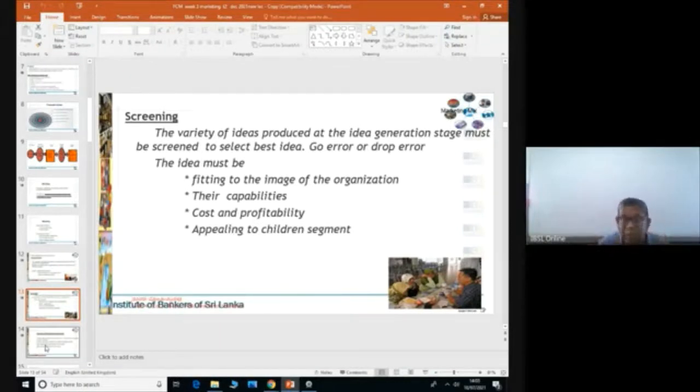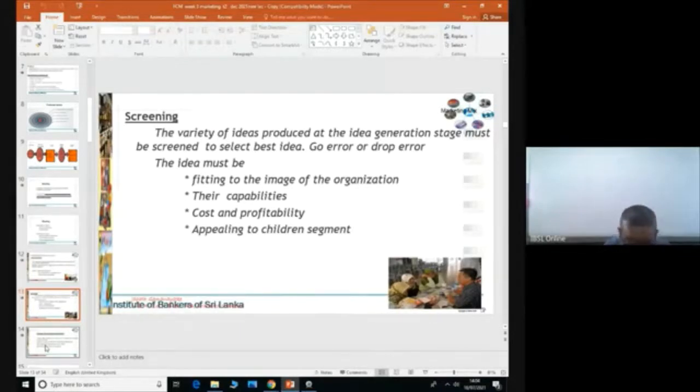The ideas must be fitting to the image of the organization. Now I will give you an example. These are two classic examples. If you work with commercial banks and come up with a children's savings account, usually the commercial bank never gives gifts to the children associated with the account, while most other banks offer them. That is the policy of the organization. So you need to look at it.